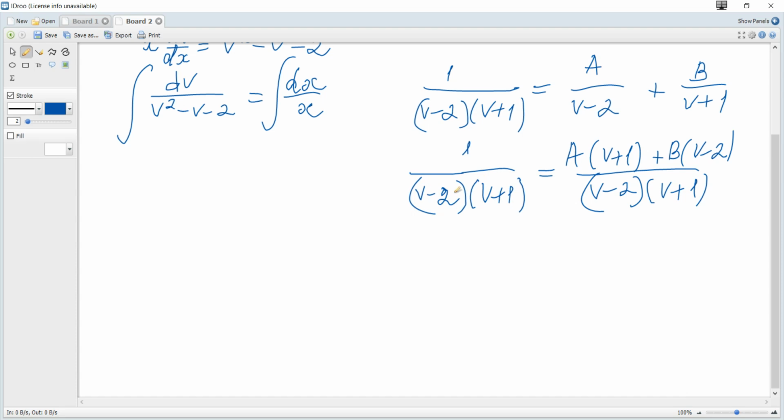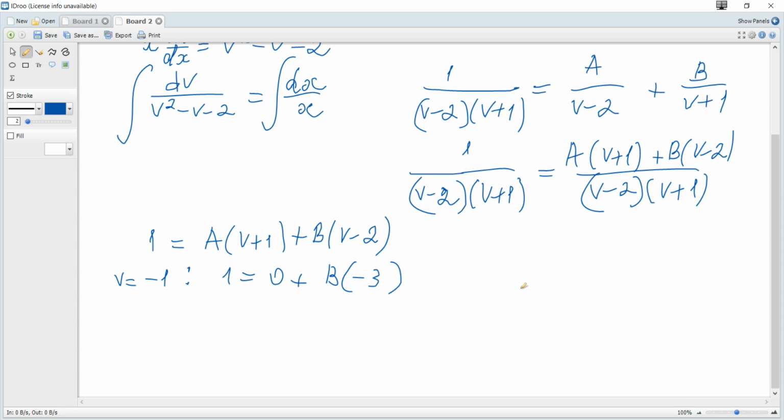Hence we can conclude that 1 is a(v plus 1) plus b(v minus 2), and let's consider v to be equal to negative 1 to get this to be equal to 0. Hence it becomes 1 is 0 plus b times negative 3. Hence b is negative 1/3. And let's consider v to be equal to 2 to get this to be equal to 0, and it becomes 1 is a times 3 plus 0, so a is 1/3.